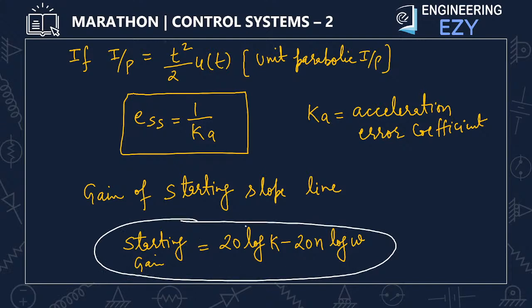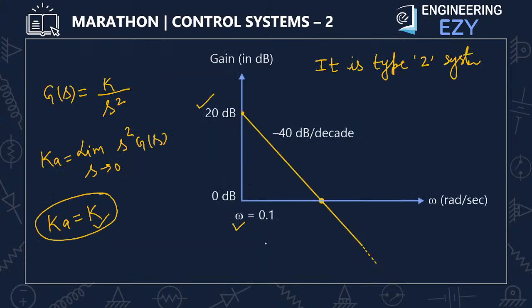It is not only valid at the starting point, but valid for any point of the starting slope. Means you can apply this formula at this point also if the frequency is given, and the gain at this frequency is 0 dB. But in this case, omega is not given, so you have to apply here or here, where the frequency is given for the starting slope.